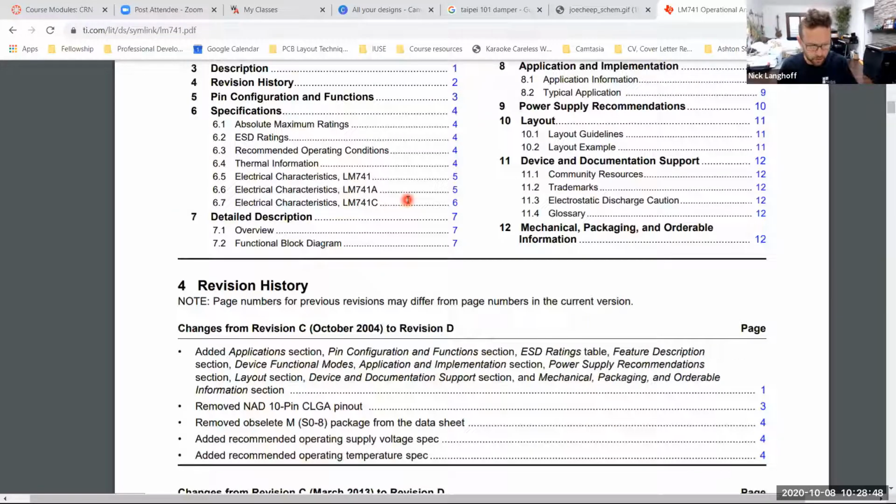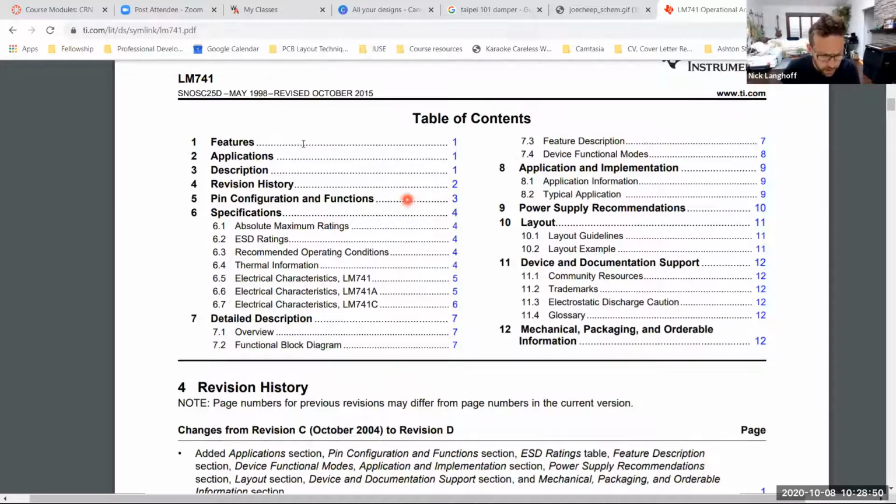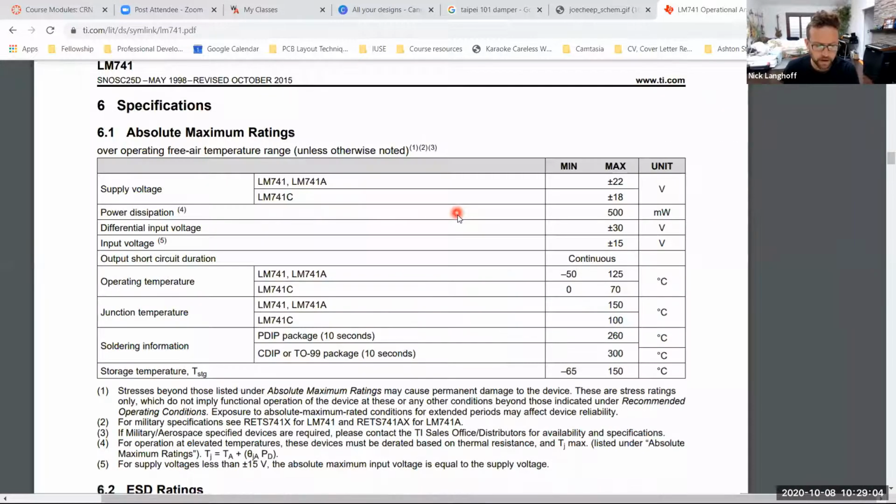And if we go and look at the specifications here: absolute maximum ratings, ESD ratings, where ESD stands for electrostatic discharge, thermal information and so on. Let's go and click there. Here we go. So take a look.